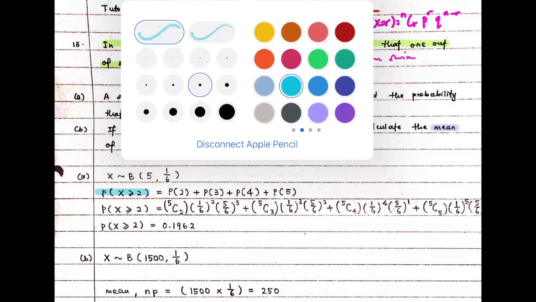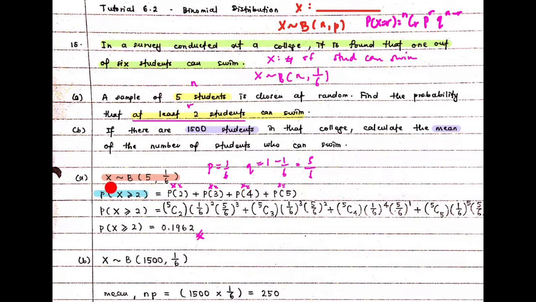So let's write your variable here. Our variable is X ~ B(n, p). So our n is 5, and our probability p is 1 over 6. Now when p is 1 over 6, therefore q is 1 minus 1 over 6, which is 5 over 6. The question says at least 2 students can swim, so P(X ≥ 2). So X ≥ 2 means P(X = 2), P(X = 3), P(X = 4), and P(X = 5). Let's open up the formula.